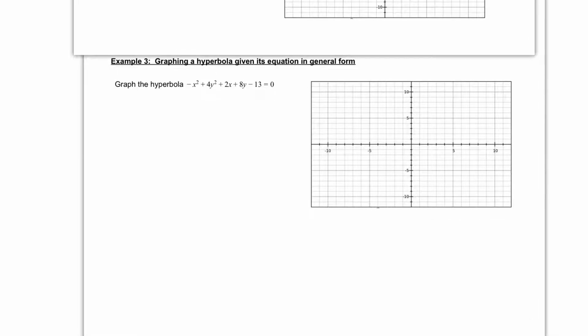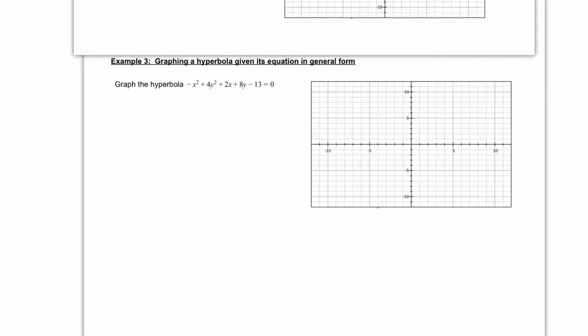In example 3, we're going to graph a hyperbola now in its general form. So the first thing we have to do is rearrange our x squareds and our y squareds and group them with the corresponding x and the corresponding y. We also have to move this 13 over to the right-hand side. Since my x squared is the one that's negative, that's the one that's going to have to go second. Remember, with my hyperbola, I should be subtracting my x squared and my y squared terms.